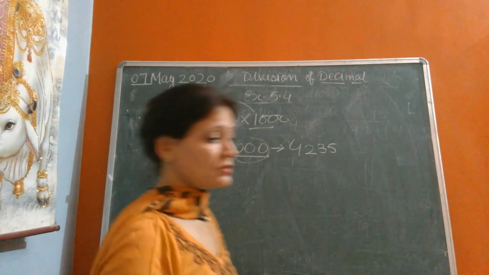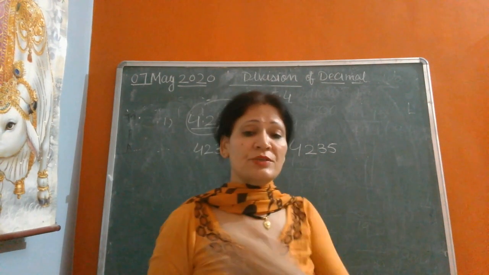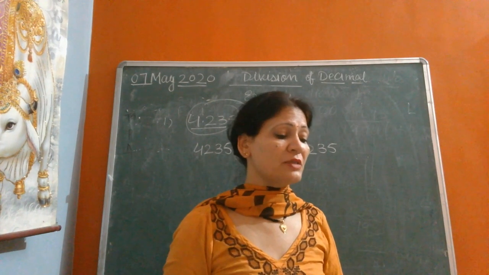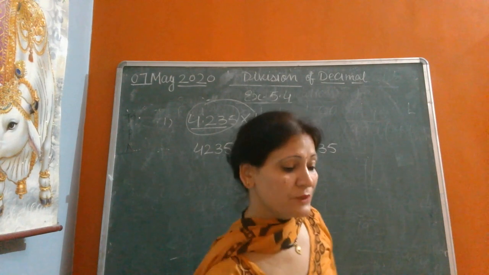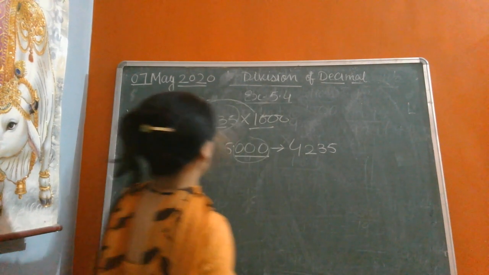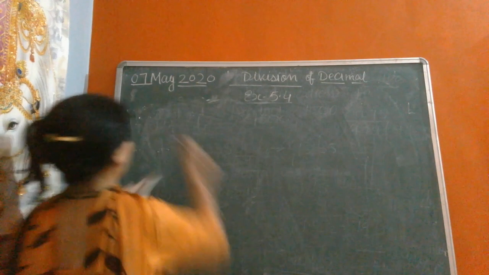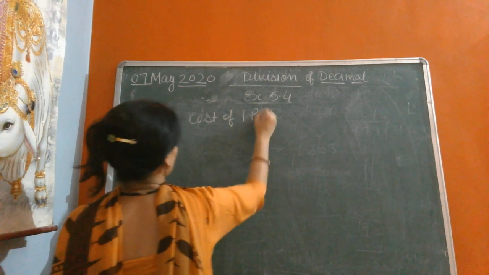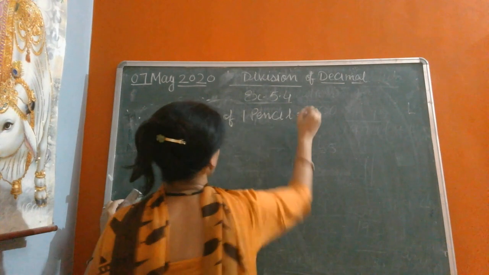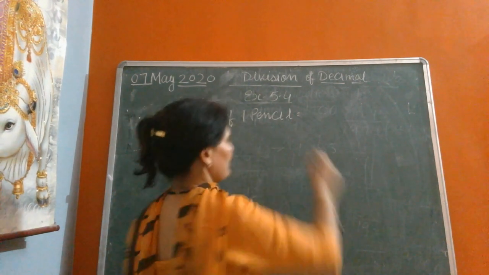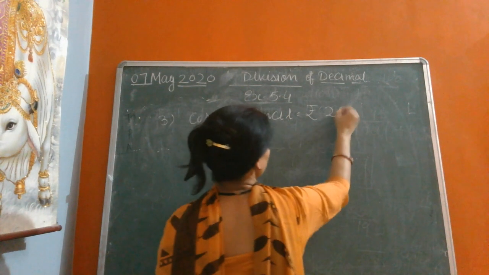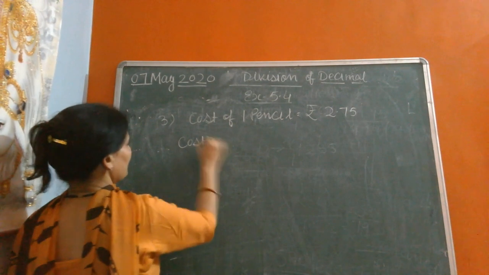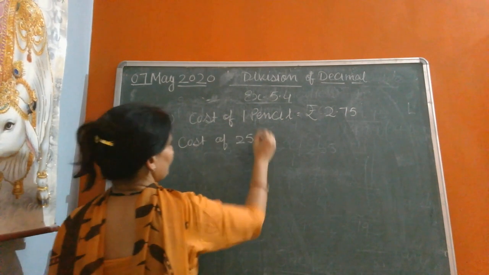Now question 3. All questions are based on this question. What will be the cost of 25 pencils if one pencil costs 2.75? Question 3 is a word problem. The cost of one pencil is given, 2 rupees 75 paise, 2.75. We need the cost of 25 pencils.